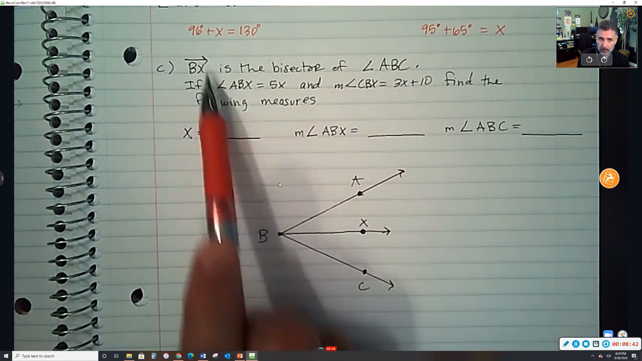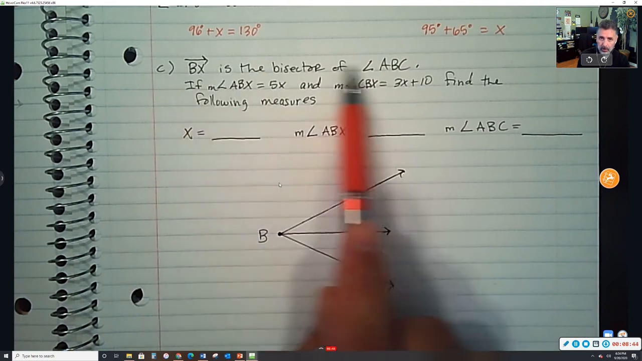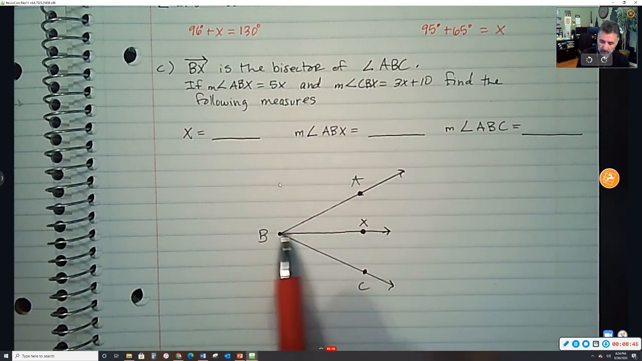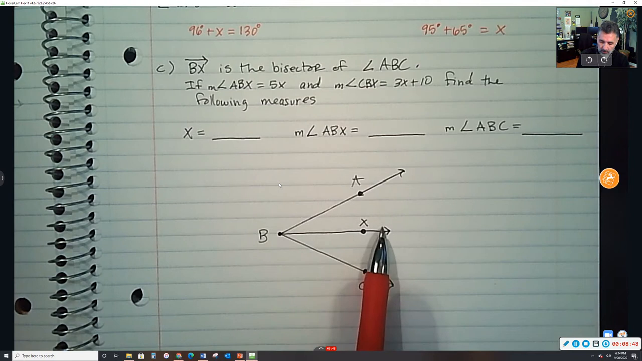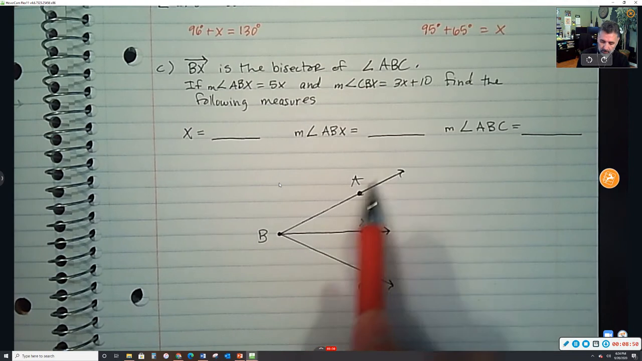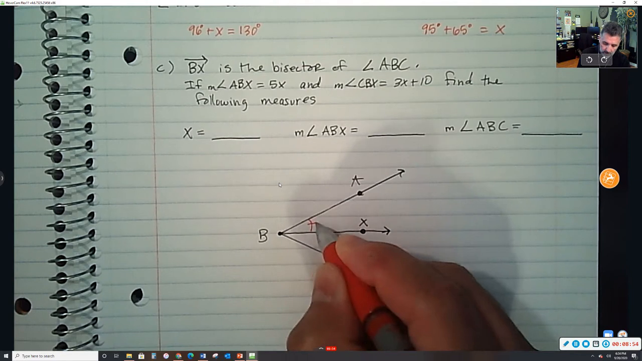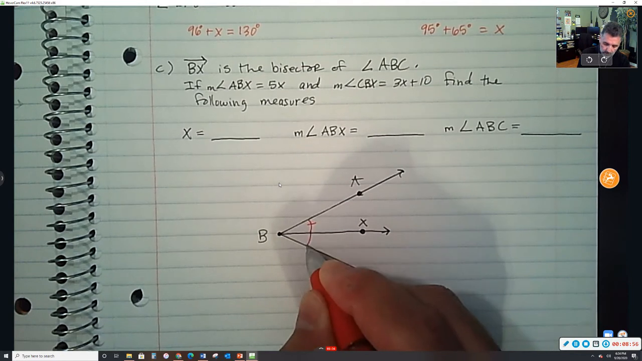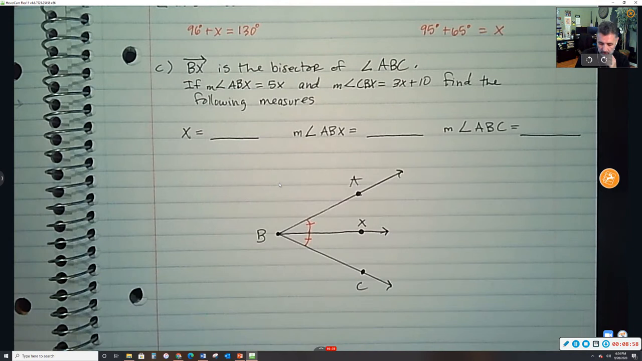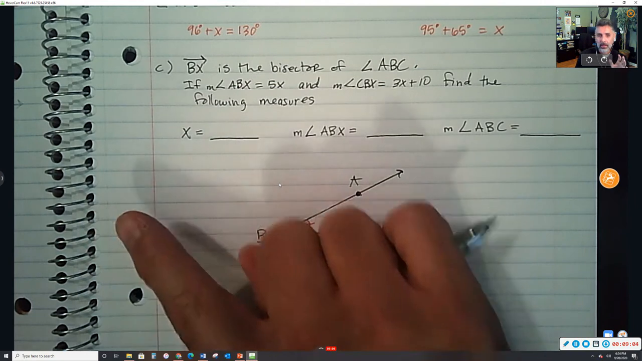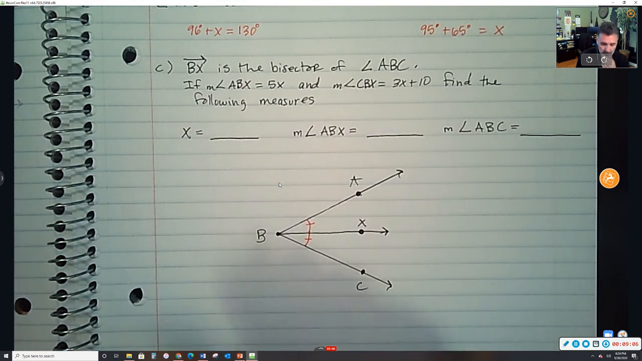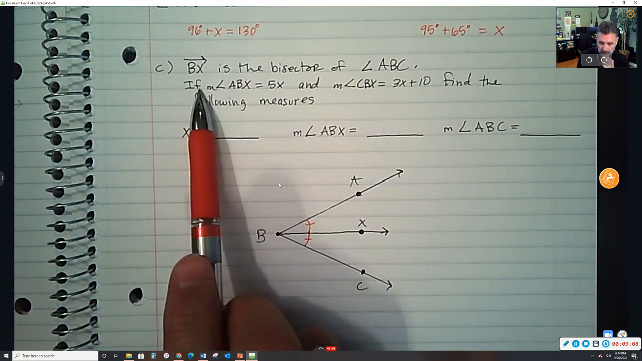So the first thing, I'm actually gonna put this information in here. So they're saying this ray BX is the angle bisector of ABC. So right off the bat, I know this angle, whatever it equals, it's going to be the same as that one. Okay? They're equal. It's an angle bisector. That's the definition. Look to the left. It tells us. So then we're going to move on with the information.